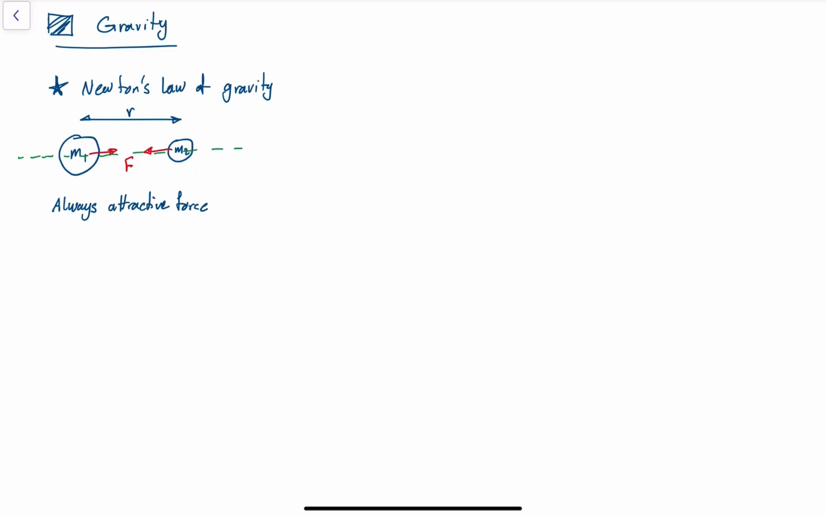And the magnitude of F is related to mass of the particle, m1 times m2. It is inversely related to the distance squared. So as you go further, the size of the force becomes smaller, and there is some constant in front of this equation. This one is called constant of gravity. Gravitational constant.